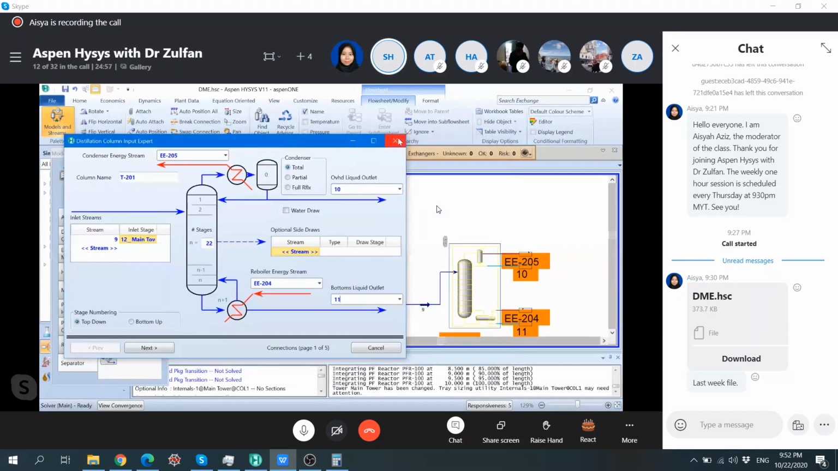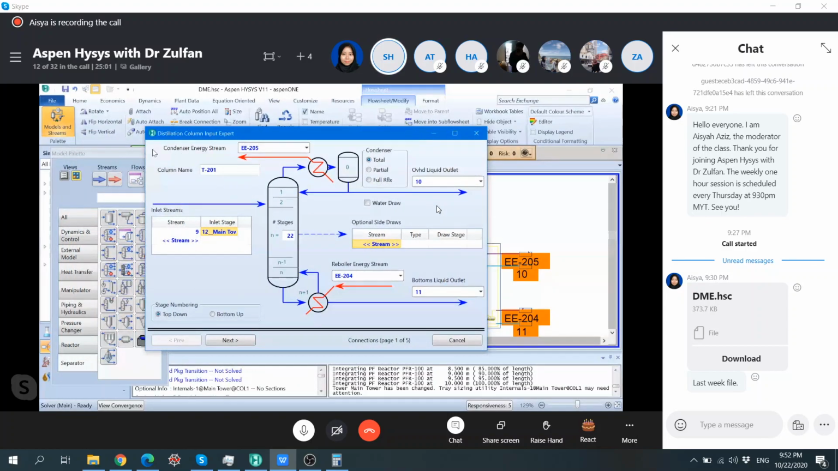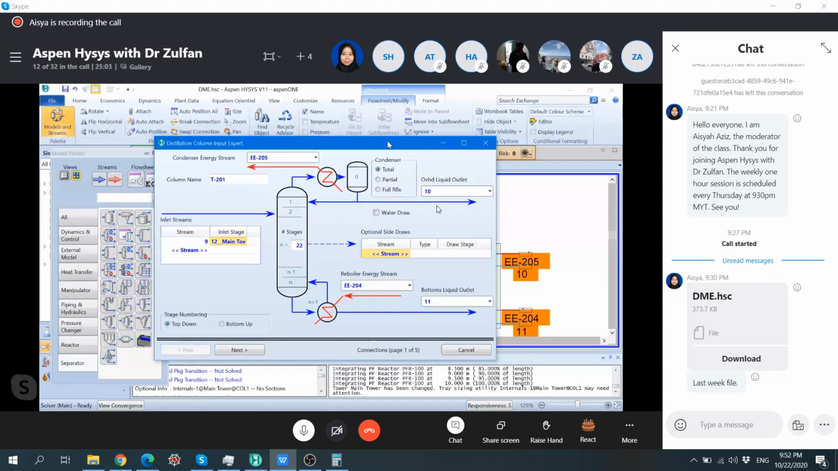Okay, so that is one, and don't close this, because you can see the name of this window is distillation column input export. In this window there are five pages. If you go down, next to cancel, you can see page 1 out of 5. So we are still on page 1, and you can click next.